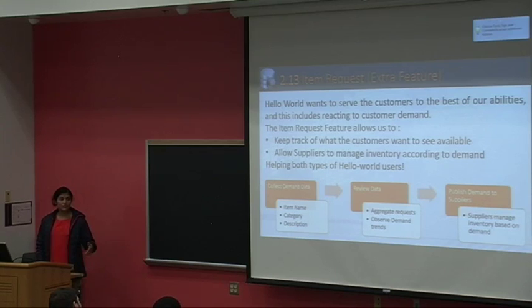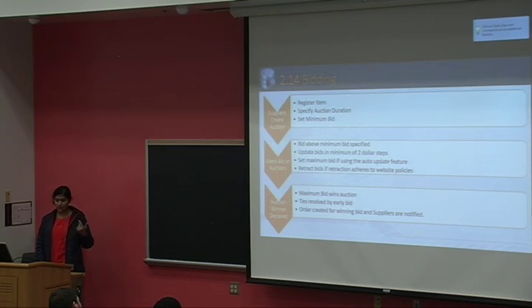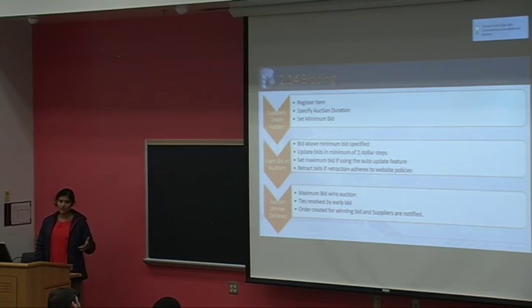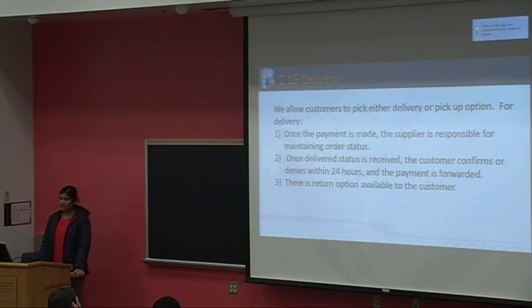Bidding works pretty much the same way. The extra thing we have added here is that we allow bids to be increased automatically once a user sets a maximum bid. If another user has a bid higher than theirs, their bid automatically gets updated. Order and sales reports help in business model analysis, and delivery is basically handled by the supplier, and we confirm from the customer if the item has been delivered and then update the order status.